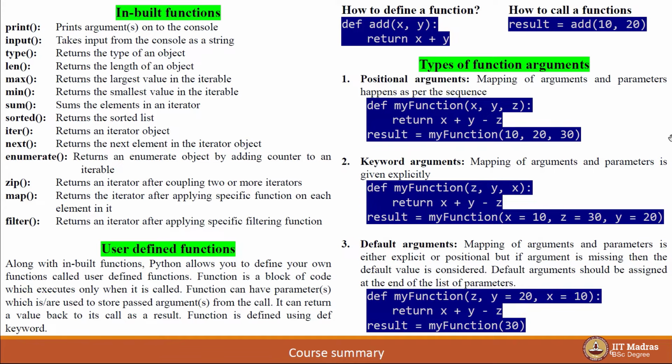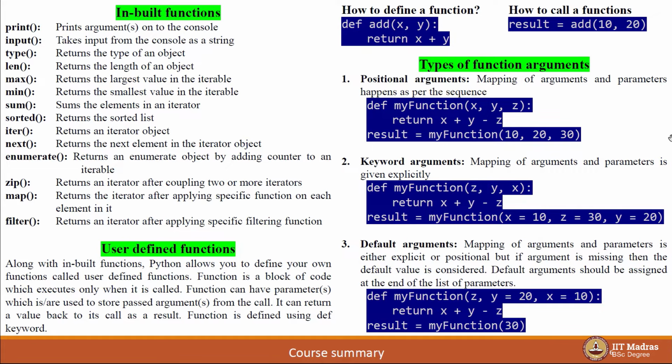Enumerate returns an enumerate object by adding counter to an iterable. Zip returns an iterator after coupling 2 or more iterators. Map returns iterator after applying specific function on each element inside that particular iterator. Filter function returns an iterator after applying specific filtering function on every value inside that iterator.